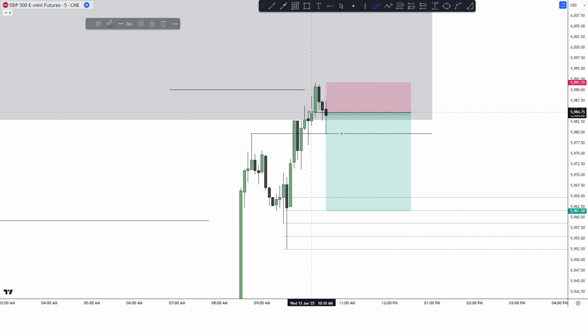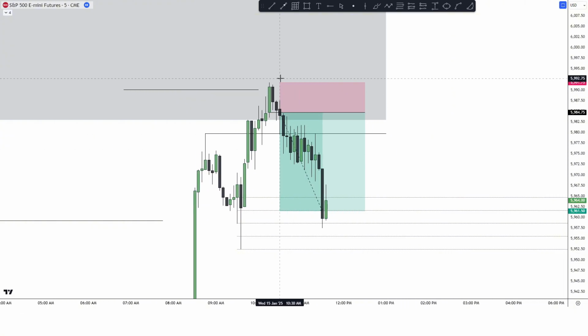Once we got this body close below the last up close candle, this then created that CISD. I was able to frame my short, stop loss back above the CISD high, reaching back into that rejection block level for over a 3-to-1 R. Let's see how this plays out.